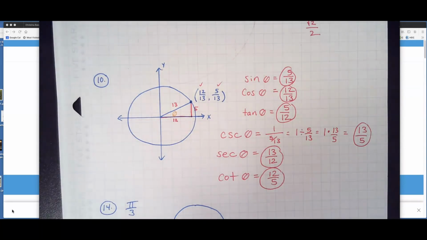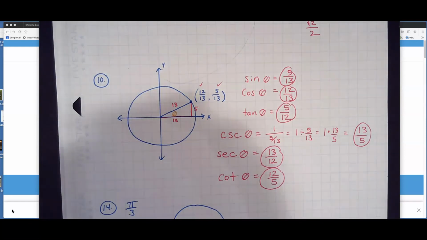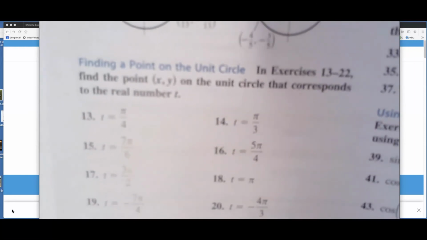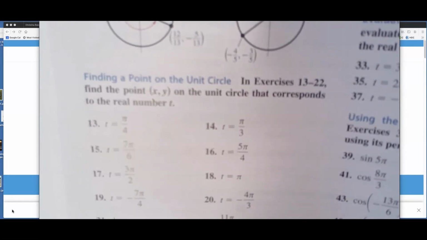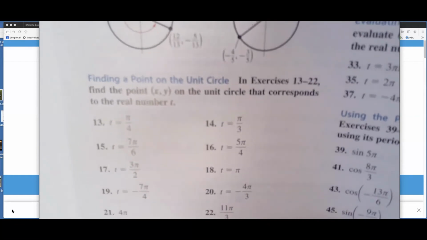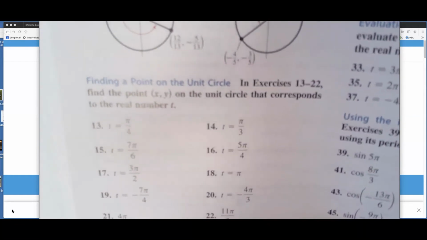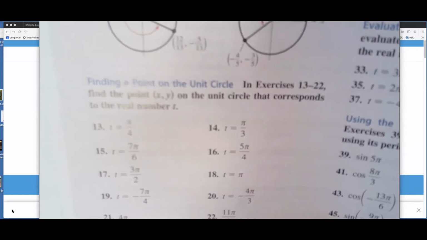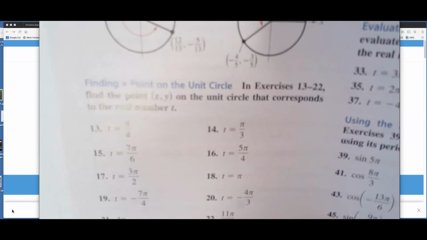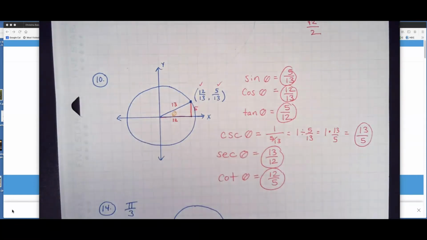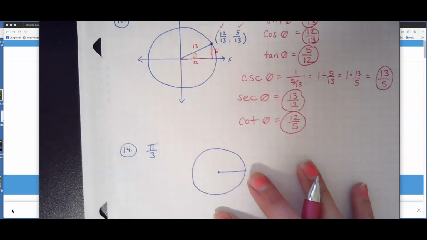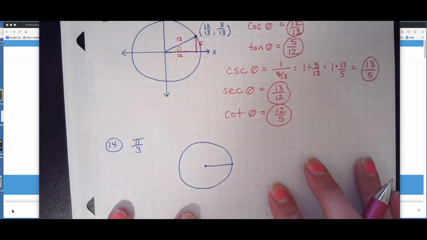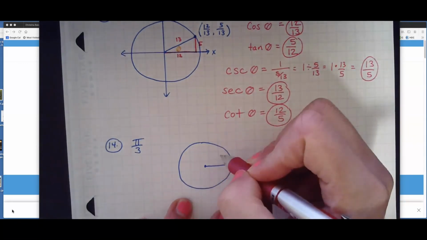Okay, then the next concept in the book is from number 14. Sorry about the blurriness. It says, find the point x, y on the unit circle that corresponds to the real number t. You can see t is equal to pi over 3, and we need to figure out what the coordinates are at that point. I recommend drawing a picture just to give yourself a model. So I'm going to figure out where pi over 3 is. We did this in 4.1.